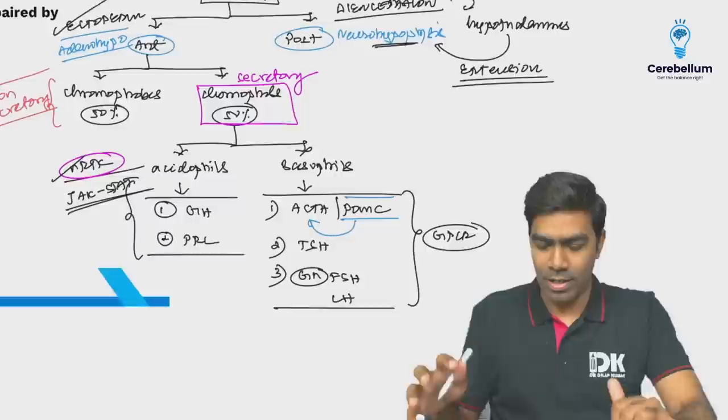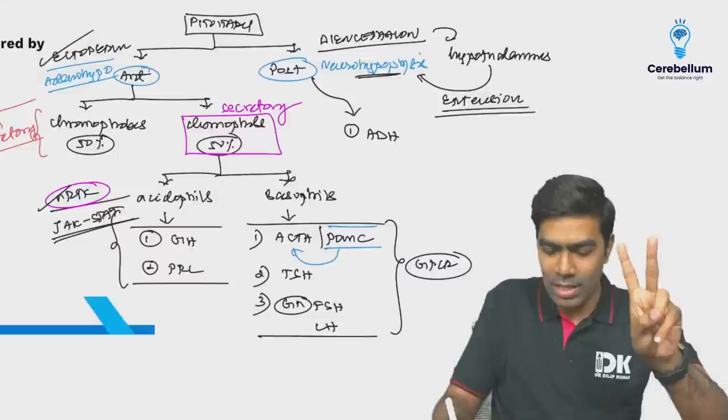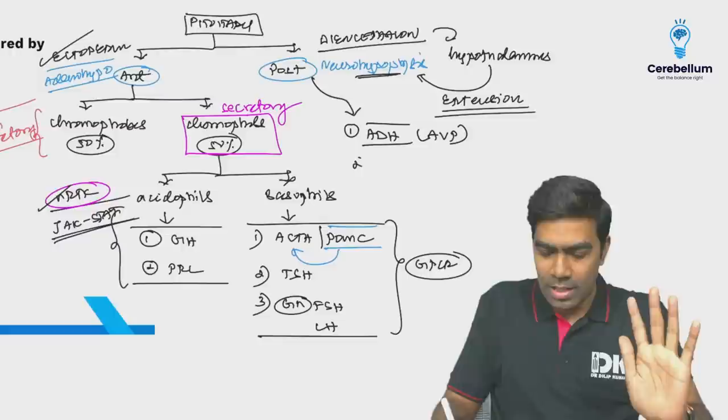And what about posterior pituitary? Posterior pituitary is going to secrete two hormones. Hormone number one, antidiuretic hormone, otherwise called vasopressin, or we can write AVP, arginine vasopressin. Second, we have another hormone called oxytocin, which is important during labor. We all know that. So these are two hormones.